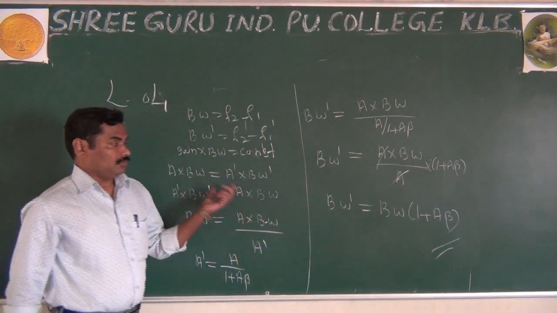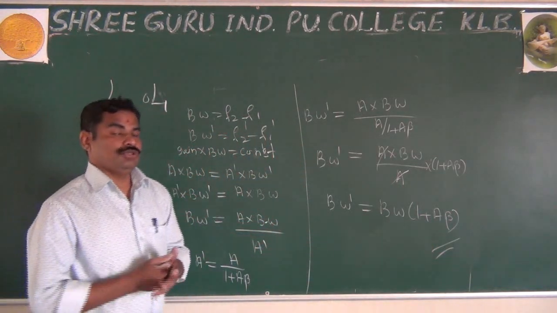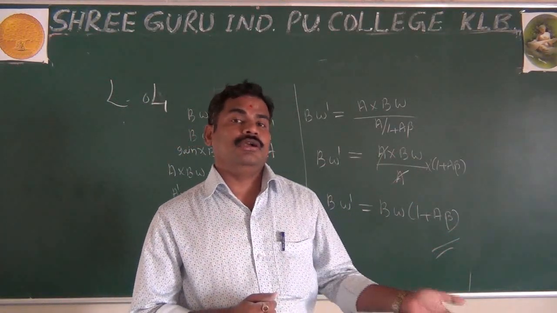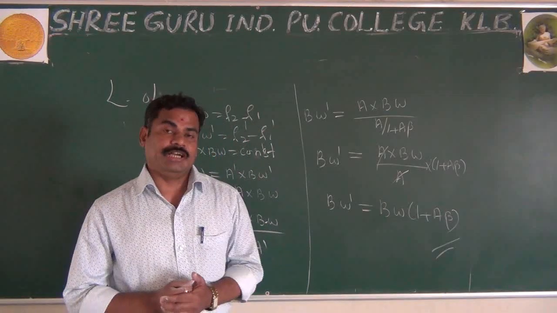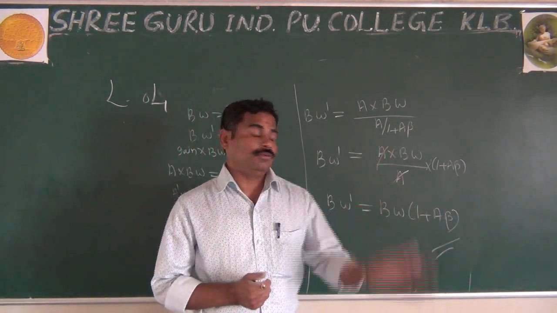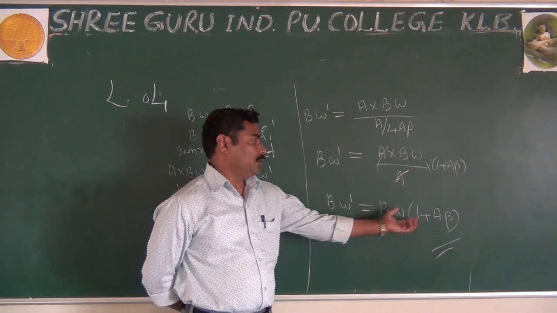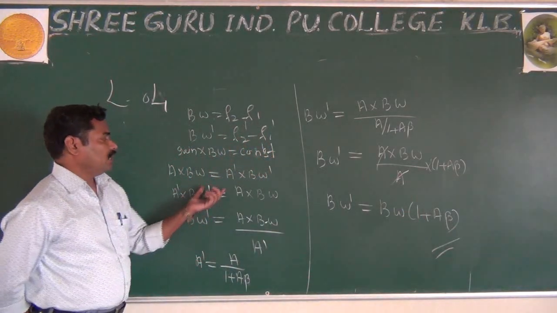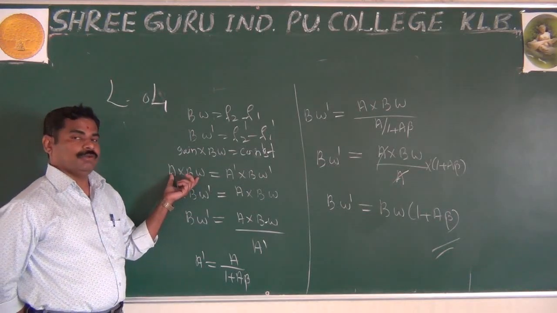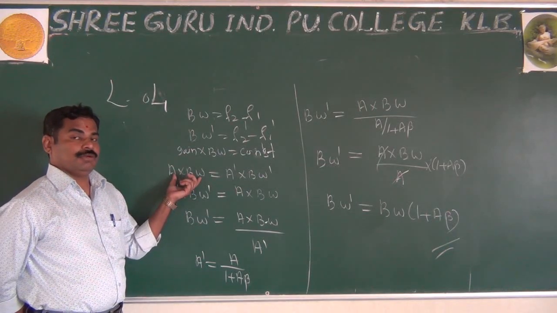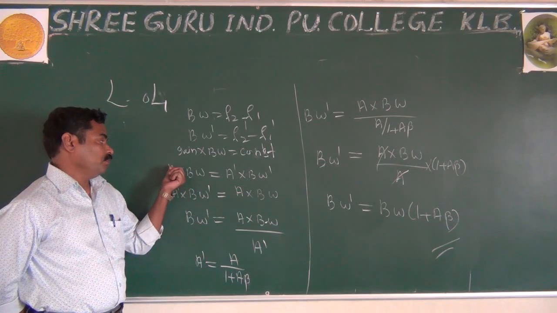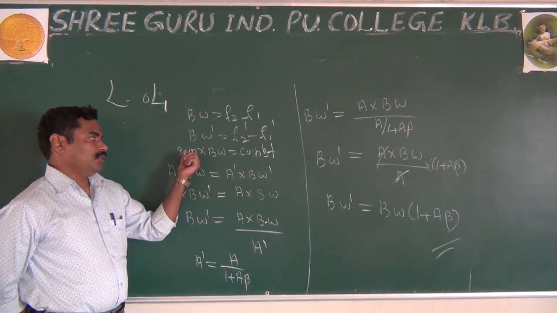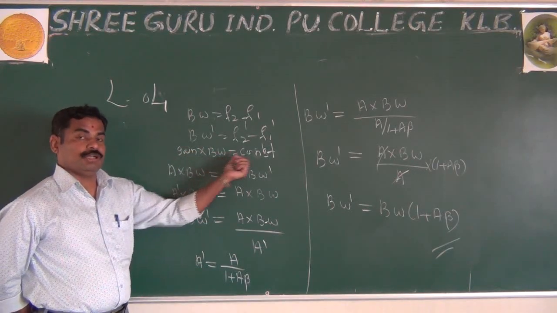As I said already, if you are not using feedback in amplifiers, the bandwidth decreases. And if you use negative feedback in amplifiers, you can increase the bandwidth. How much can you increase the bandwidth? That is 1 plus A beta times. The most important thing for all amplifiers is that the gain and bandwidth product should be constant.